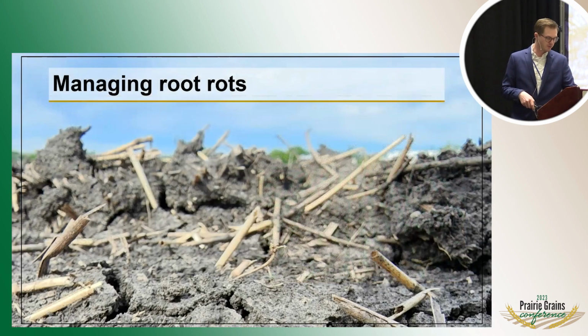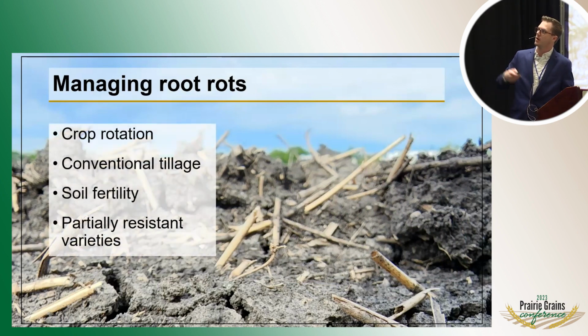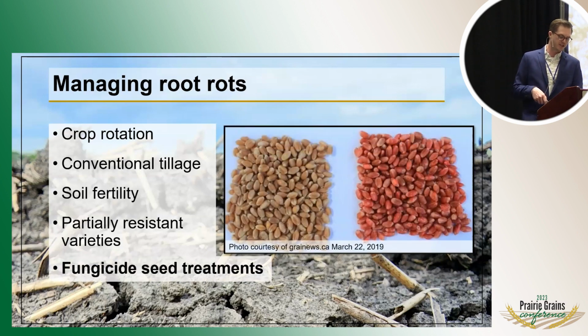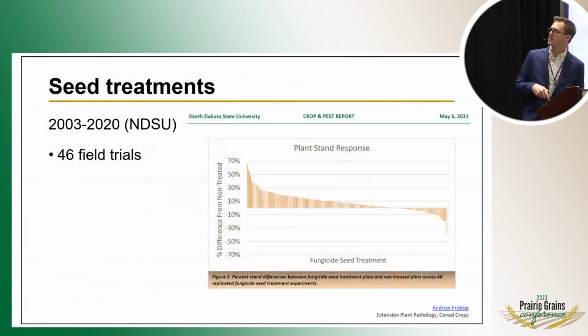So managing these root rots can be done through several cultural and mechanical practices, such as crop rotation or conventional tillage to reduce that inoculum going into the season. You can also plant partially resistant varieties. I don't think there's really any fully resistant varieties out there. So fungicide seed treatments can also allow for an early window of protection for these diseases.